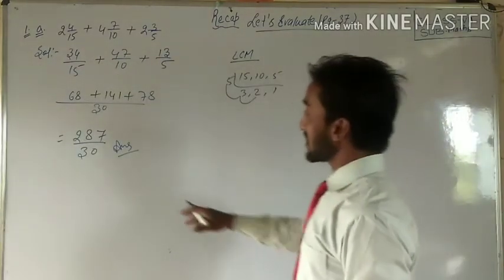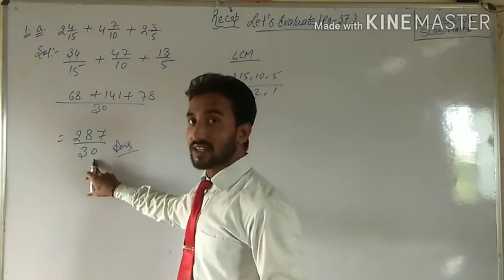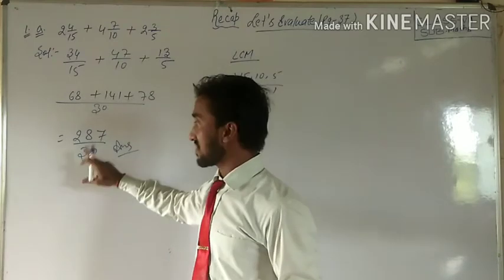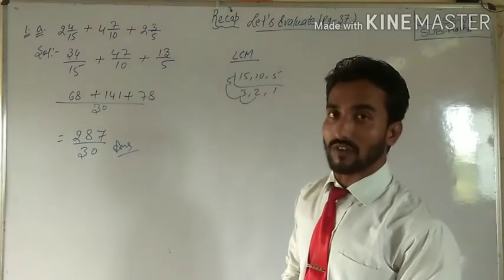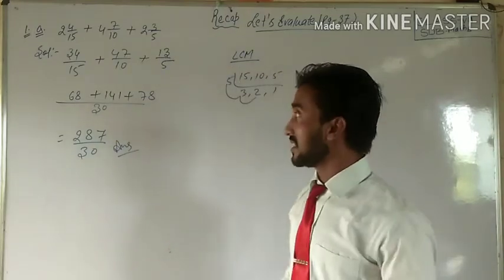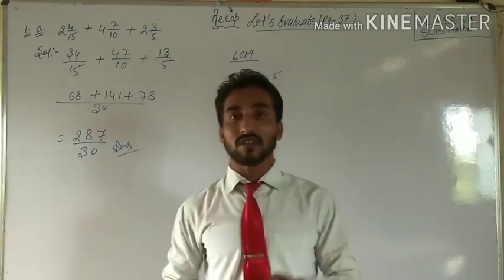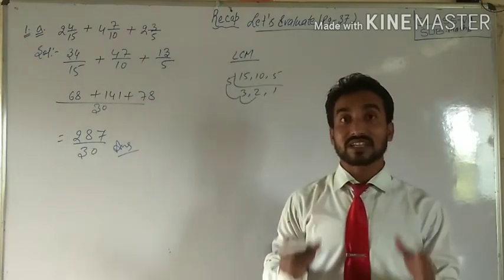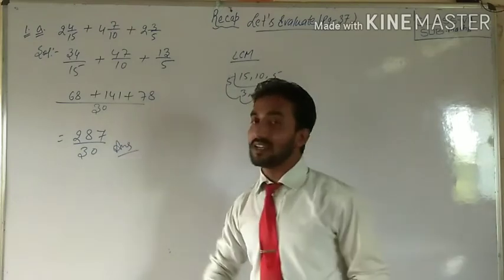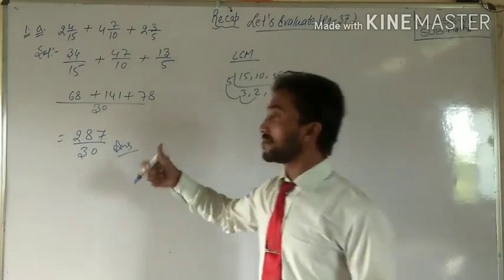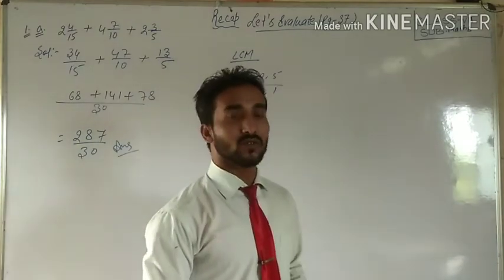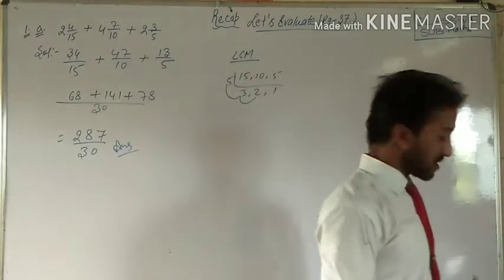Now students, if the numerator can be divided by the denominator, we can write it in standard form. If it is not, then that is your answer. But always keep in mind that the answer should come in standard form, that is, the simplest form. So I hope this is the simplification for Let's Evaluate, chapter 2, page number 37. Question number 1 I have already done, and question number 2 is your chance to do.